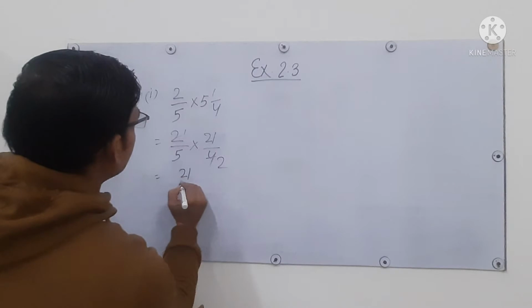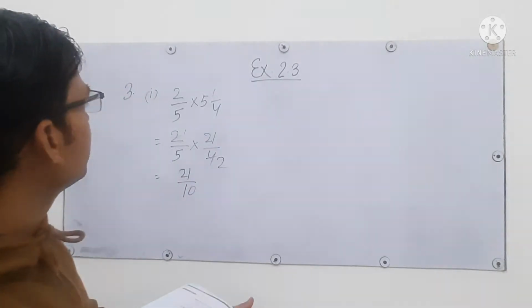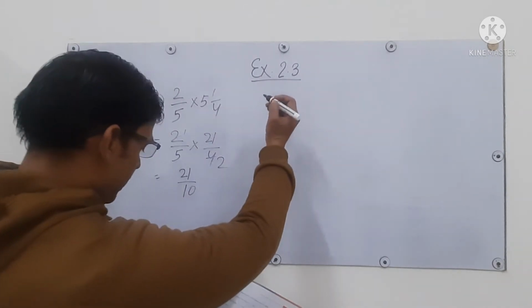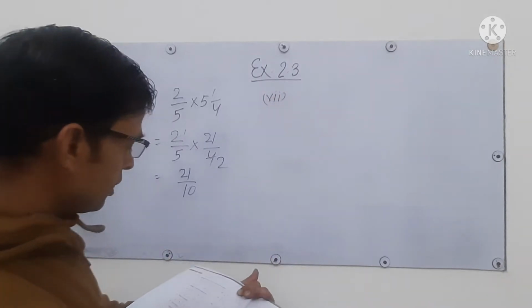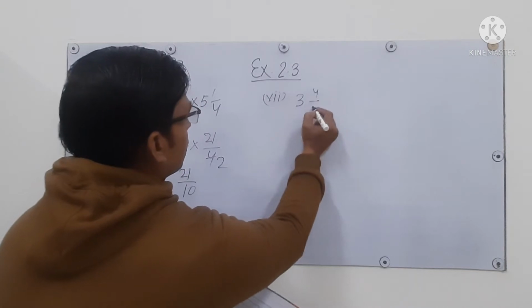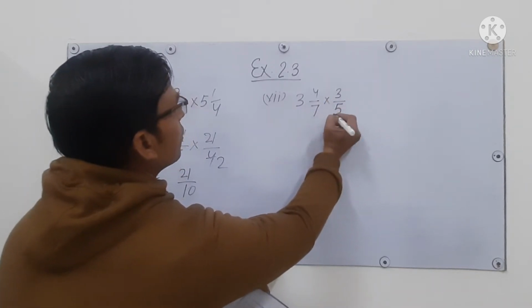So 21 upon 10. Okay, 21 upon 10 will be its lowest form. And now we will try to solve its part 7. And its part 7 is written as 3/4 × 7 × 3/5.